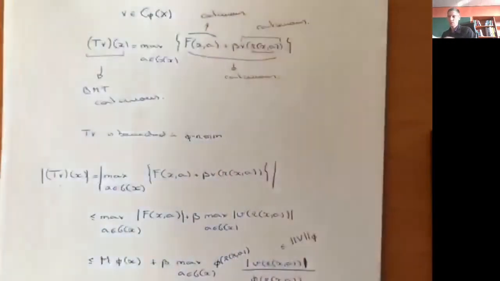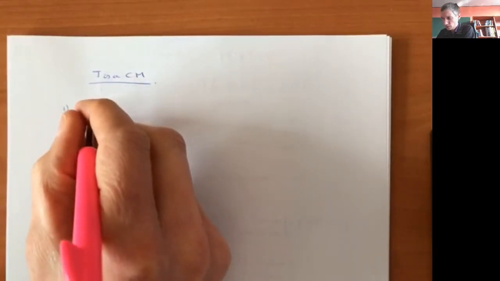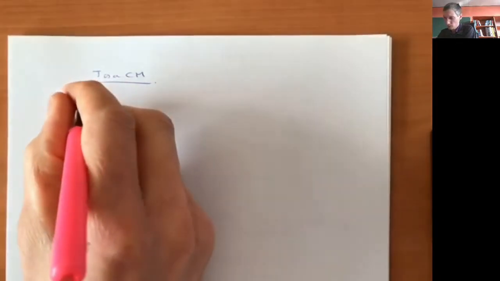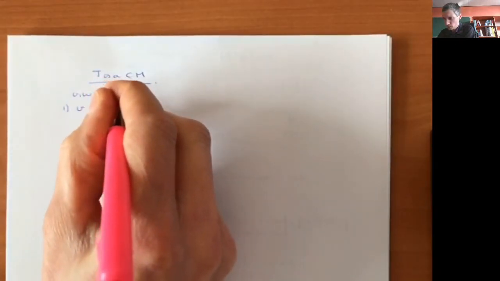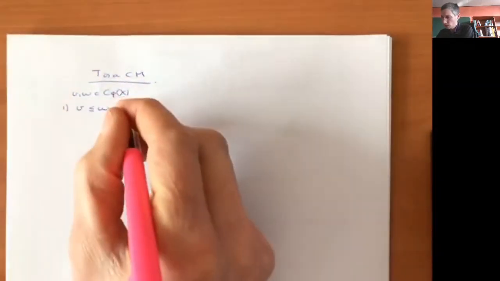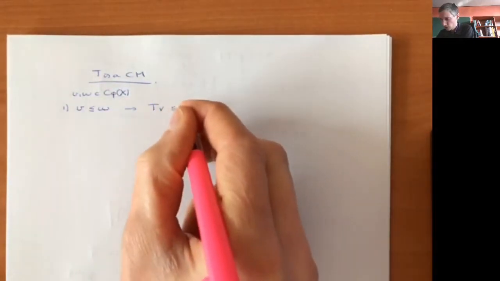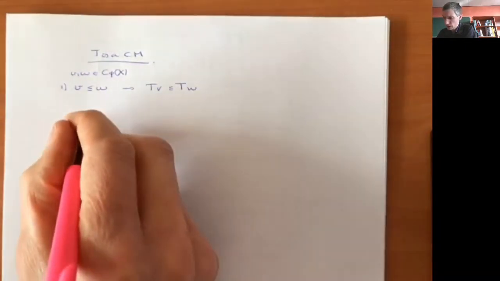Next, let us show that it's also a contraction mapping. In order to show that it's a contraction mapping, I'm going to use Blackwell's theorem. So first of all, for Blackwell's theorem, I need to show that T is monotone, right? So if V is less or equal to W, so these are two elements in C phi of x, well, then I need that T of V is less or equal to T of W. Okay, so let's try to do this.